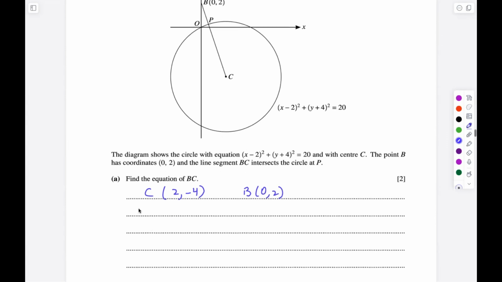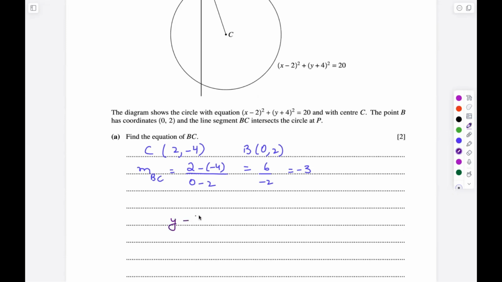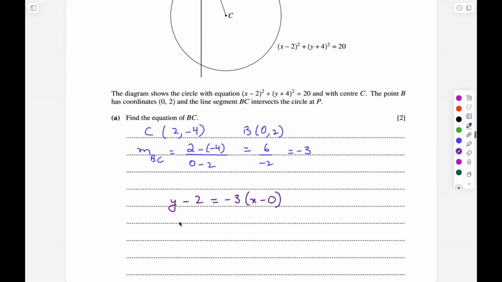To find the equation of BC, we can first find the gradient of BC. So that will be y2 minus y1, which is 2 minus minus 4, divided by x2 minus x1, so that will be 0 minus 2. So 2 minus minus 4 will become a 6, divided by minus 2, which is equal to minus 3. Now we can use the point B, 0 and 2, to form the equation of the line BC. So y minus y1 will be equal to minus 3 into (x minus 0). So this will be y equals minus 3x plus 2. So this will be the equation of BC, y equals minus 3x plus 2.